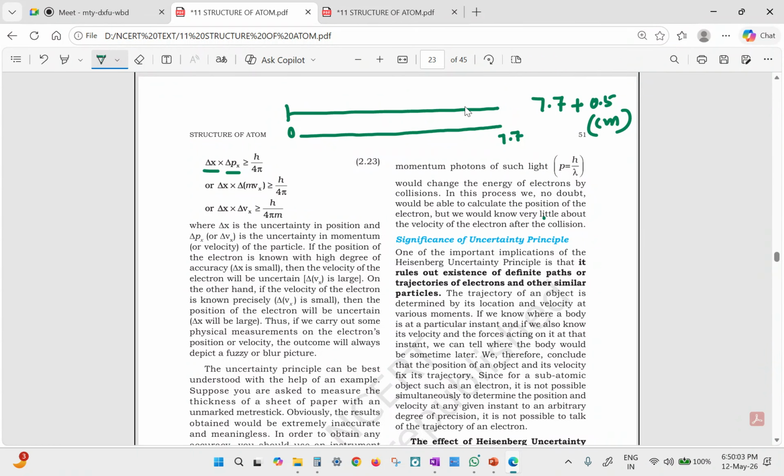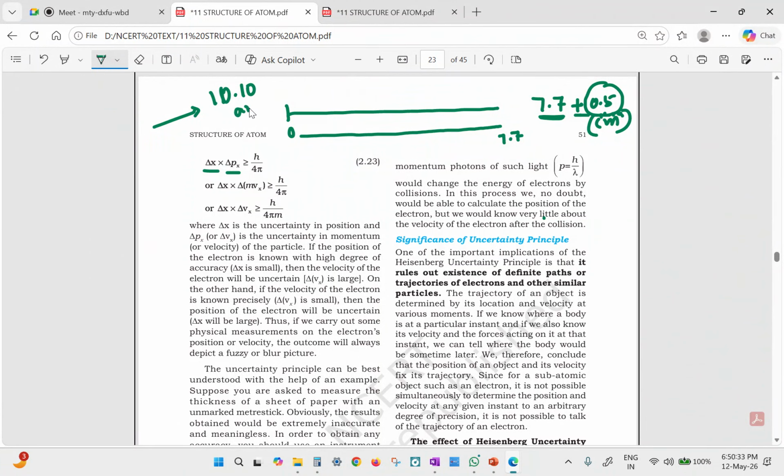The length of this line, because my scale is not exactly correct, is around 7.7, maybe plus 5 more or plus 5 less. This more or less plus 5 is called the uncertainty. We are sure that it is 7.7, more or less by a small value called 0.5. This is uncertainty.